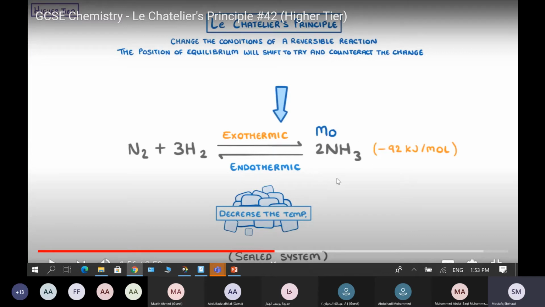So the summary for this: if I want to increase ammonia gas production, I have to conduct this reaction in a cold medium.